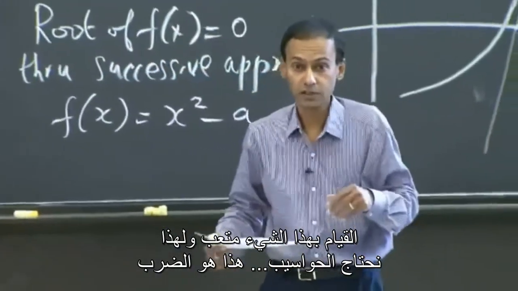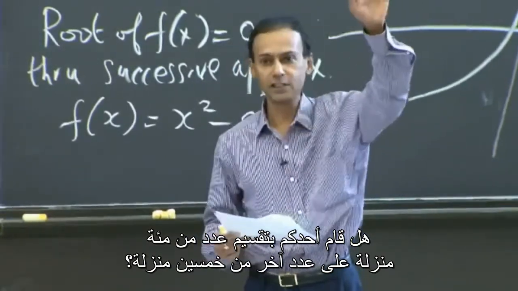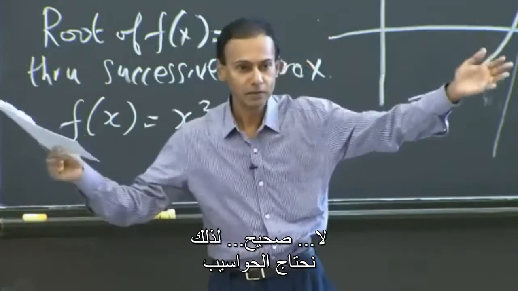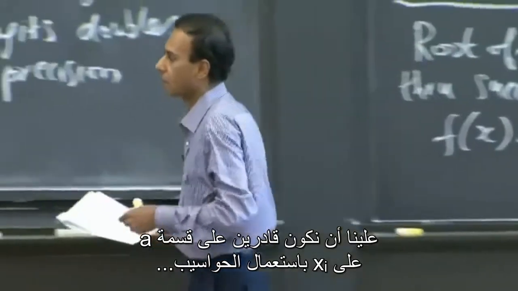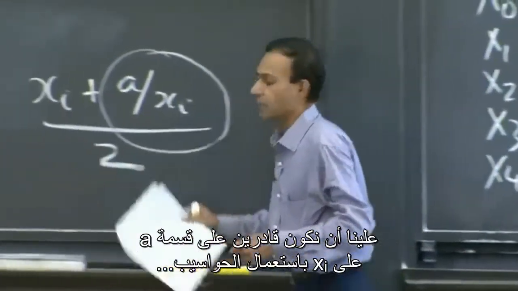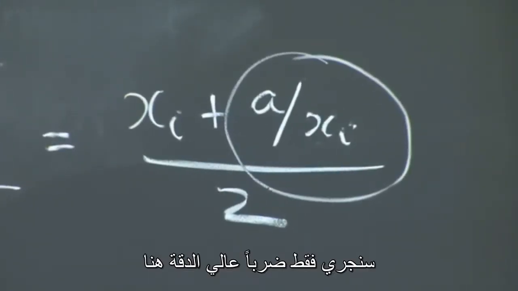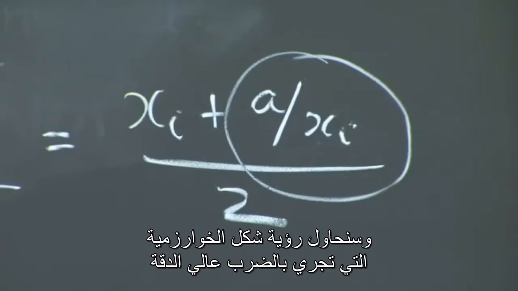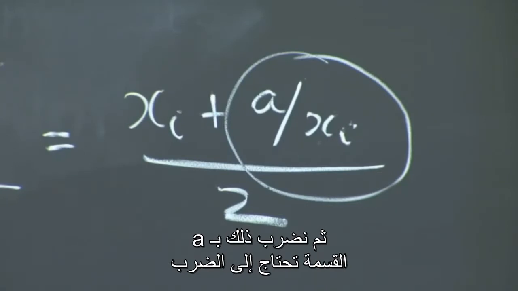And that's multiplication. And has anybody divided a 100-digit number by another 50-digit number? No, right? So you need computers. Okay, so we have to be able to do that division, a divided by xi, using computers. And that's really the purpose of this and the next lecture. We're only going to do high precision multiplication here, and try to see what an algorithm would be for high precision multiplication, because what we're going to do is essentially take the reciprocal, 1 over xi, and then multiply that by a.